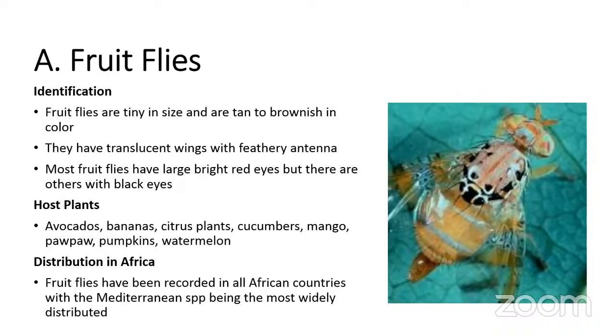Let's start with the fruit flies. It's not by coincidence that this pest has been listed as number 1. This is the major pest in avocado production. And we have to note that the fruit fly is actually a quarantine pest.